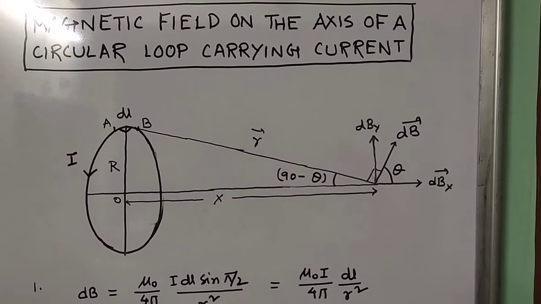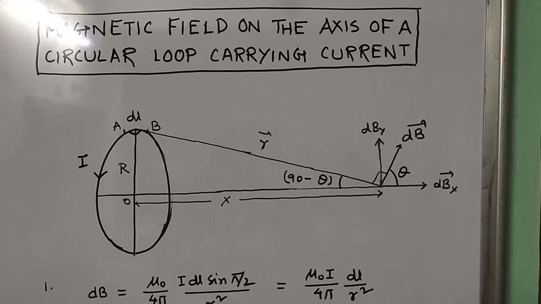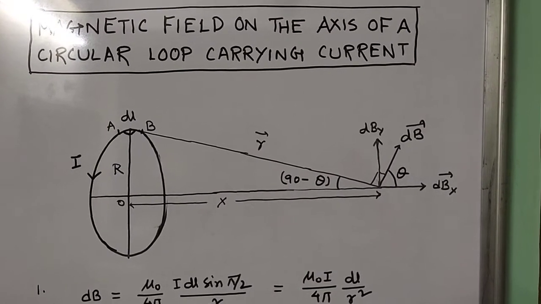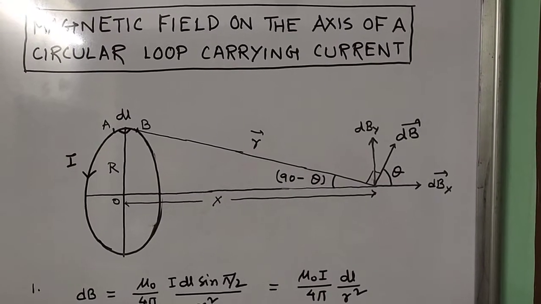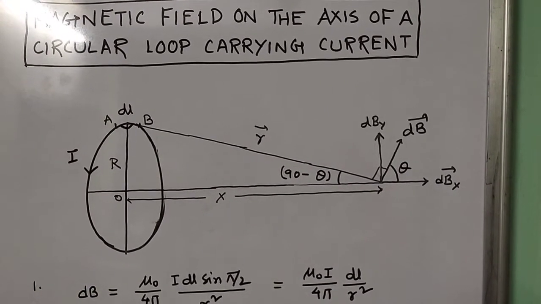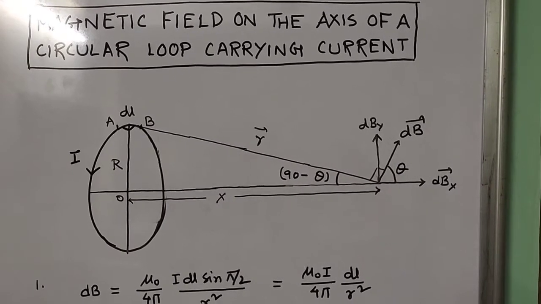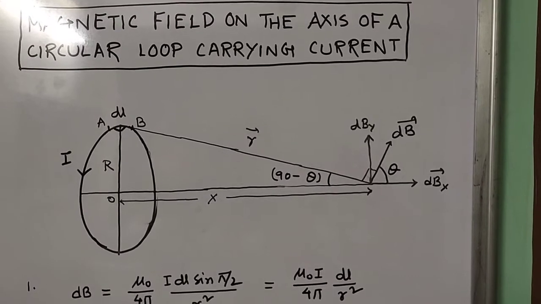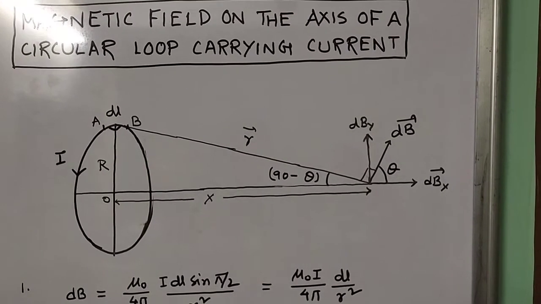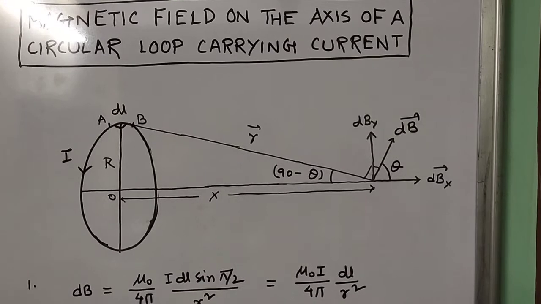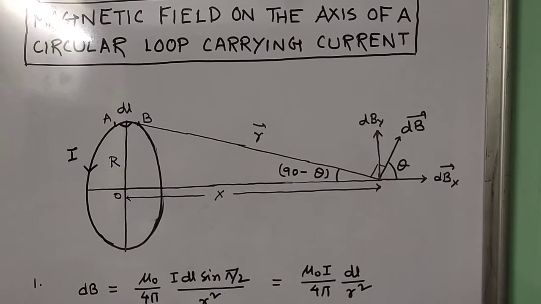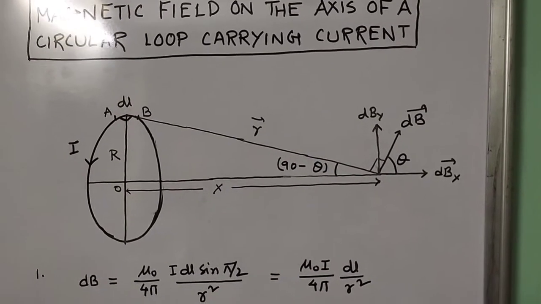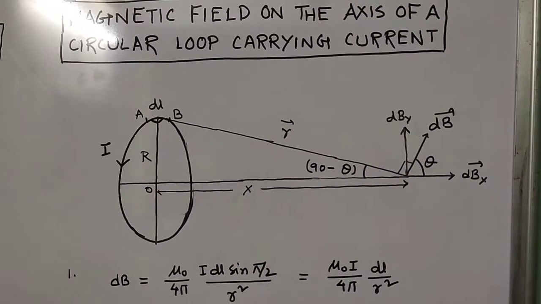Now here what we will do, we will consider a small element of length dl, which we have specified in the figure as AB. Now due to that small element AB, basically it is a current carrying element, we will try to find the magnetic field at the specific point, which is at a distance x from the center of the circular coil. Now once we find the magnetic field at that specific point, we will integrate considering the whole current carrying loop to define the magnetic field at that specific point.